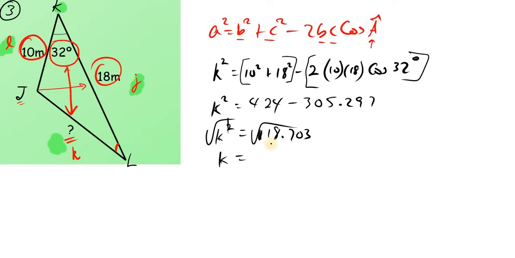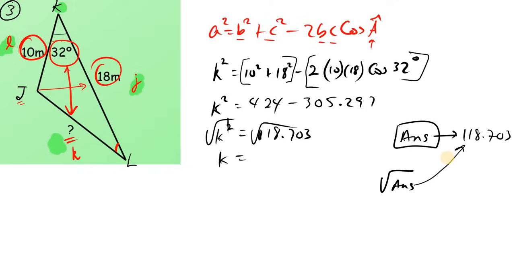What's the square root of 118.703? So I press the square root button, then I press the answer key, because this figure here is stored in the answer key. So when I press the square root button on my calculator and then I click on answer, what's in the answer is really this. So I can just press the answer key after I press square root and then equal, and then I'll get 10.895. 3 decimal places, but I want 3 significant figures in my final answer.